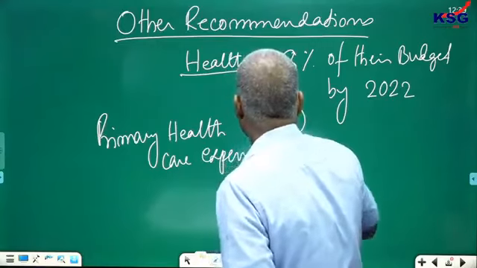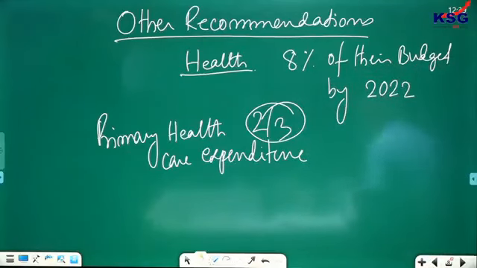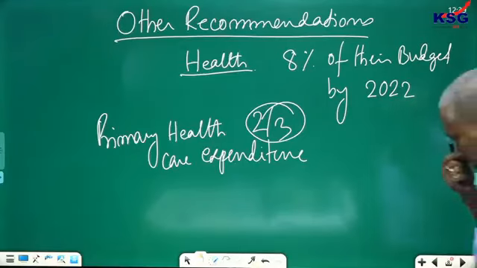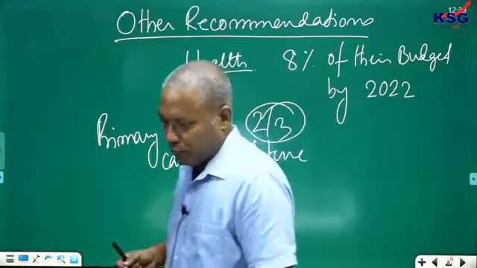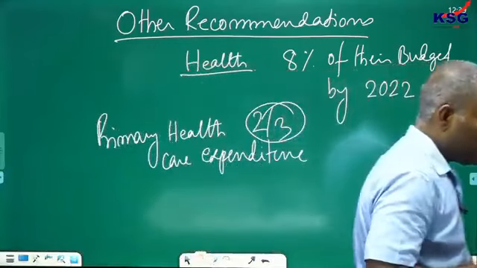That is 2/3. Primary health care expenditure should be 2/3 of the total health expenditure by 2022.